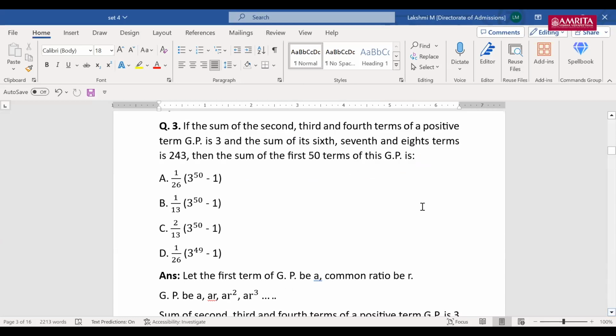Now you could just solve. I got an answer B. I got answer A. 1 by 26 into 3 raised to 50 minus 1, 1 by 13 into 3 raised to 50 minus 1. So both of the students, is it 26 or 13 that you need to take care of? Is it 1 by 26? Okay, I got D also. It is 1 by 26 into 3 raised to 49 minus 1. Just revisit the question. Option A, option B, option D. Just go and revisit the question once again.